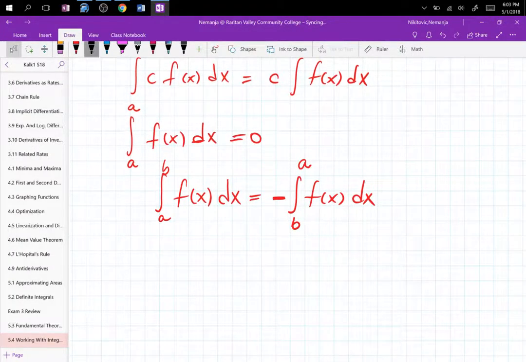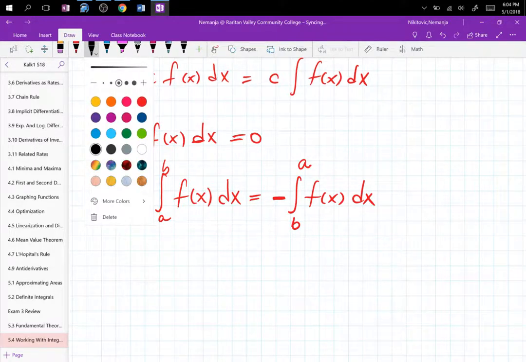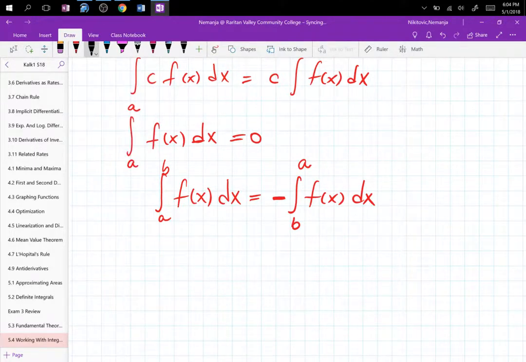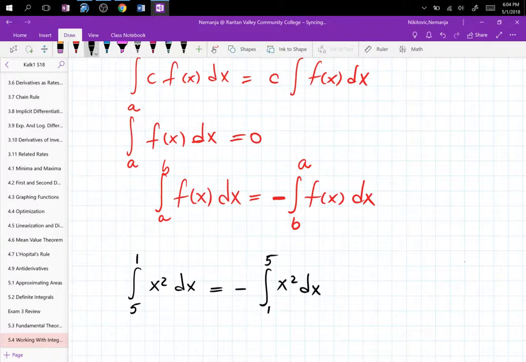I'll give you an example which I'm going to erase, because I don't want to ruin the flow of formulas over here. If I have an integral from, let's say, 5 to 1 of, I don't know, x squared dx, you can swap that to the integral from 1 to 5, x squared dx, as long as you put the minus sign in front.